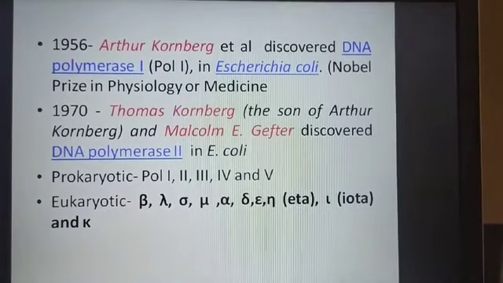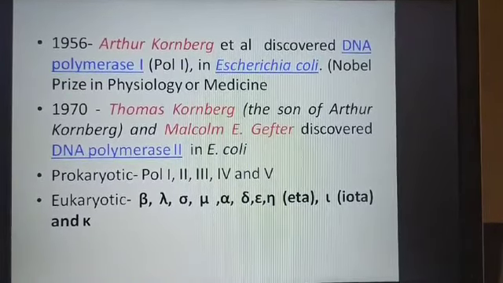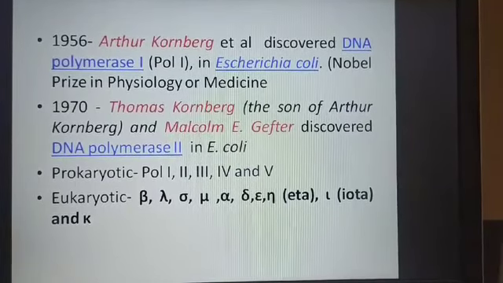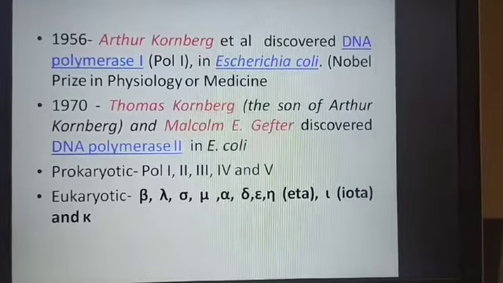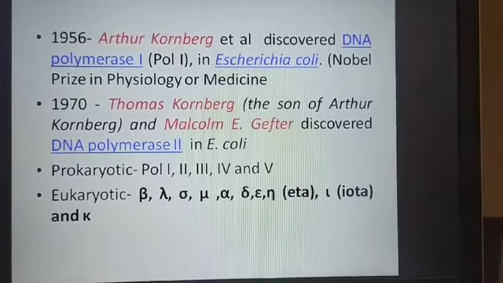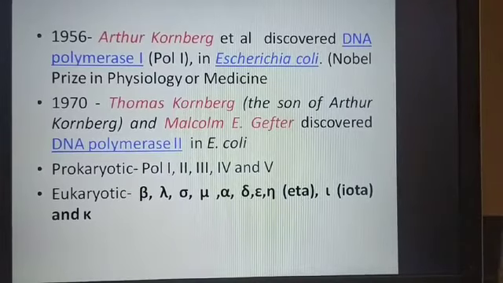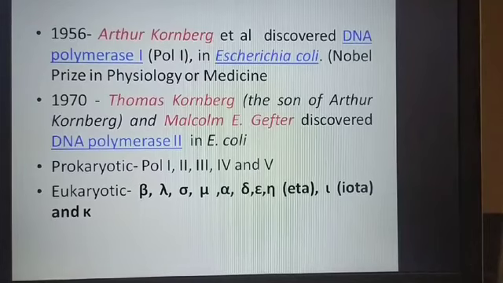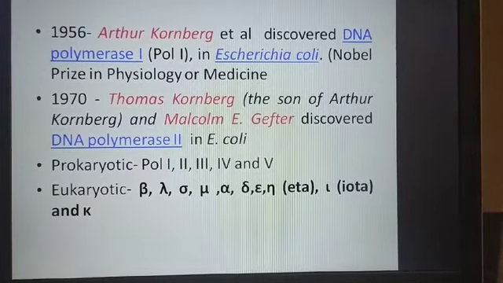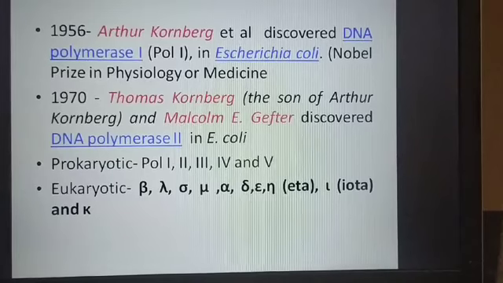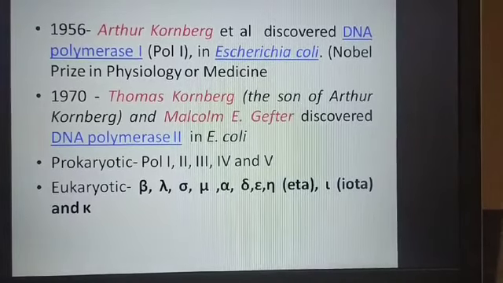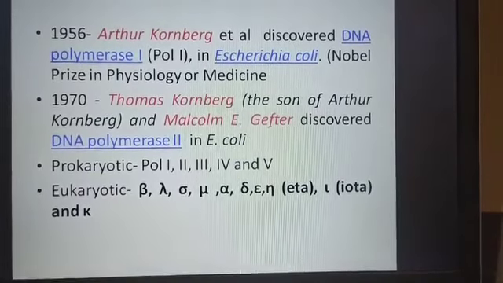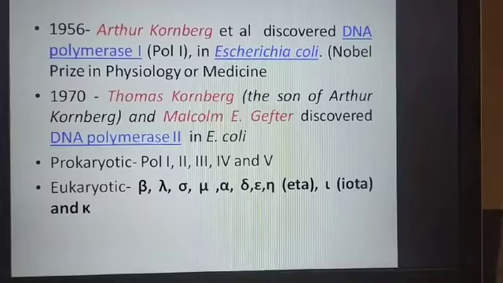Now, coming to the history: in 1956, Arthur Kornberg discovered DNA polymerase in E. coli. It is also called Kornberg's enzyme, for which he was awarded the Nobel Prize for Physiology and Medicine. In 1970, Thomas Kornberg and Jovin discovered DNA polymerase II in E. coli. In prokaryotic organisms, there are 5 types of DNA polymerases: 1, 2, 3, 4 and 5. In eukaryotic cells, there are 10 types named beta, lambda, sigma, mu, alpha, delta, epsilon, eta, iota and kappa.